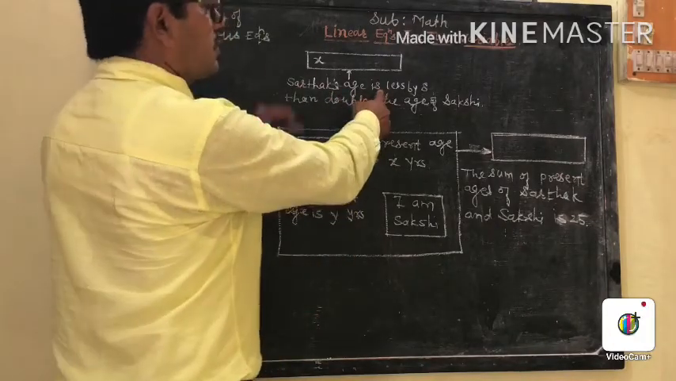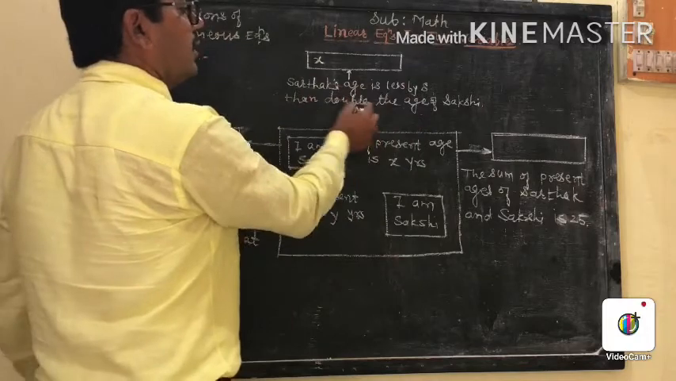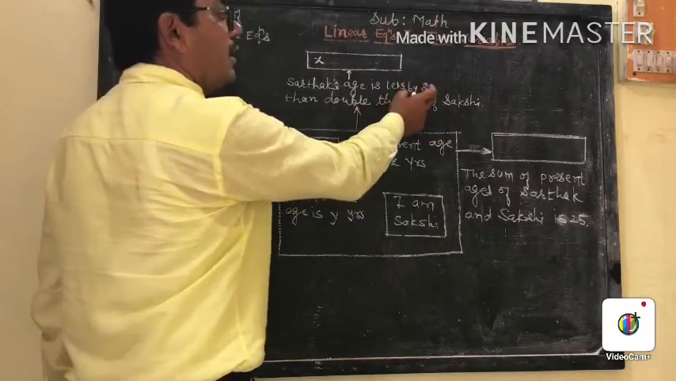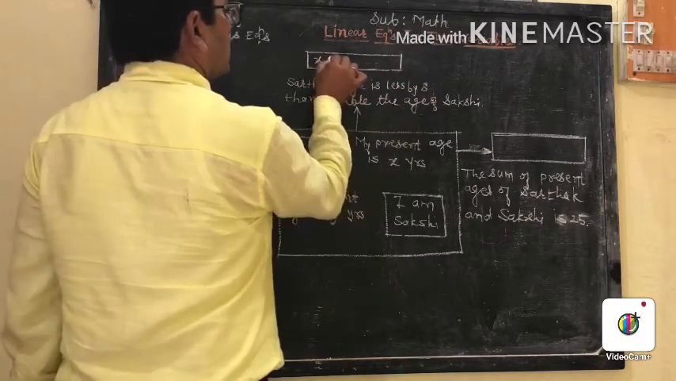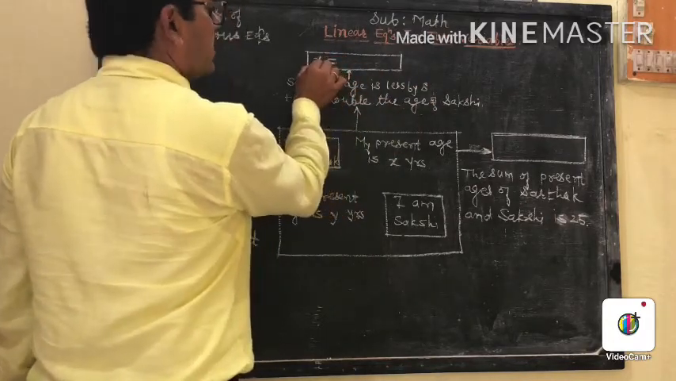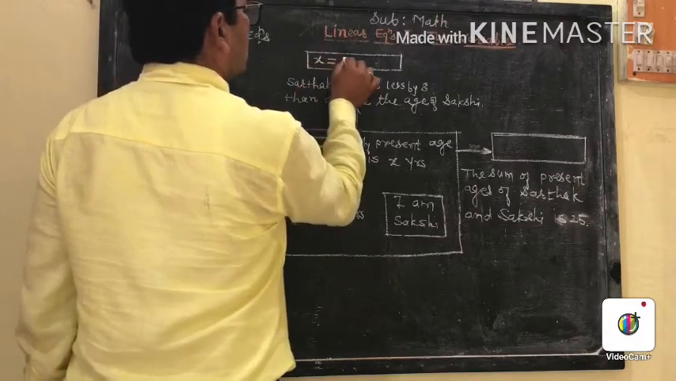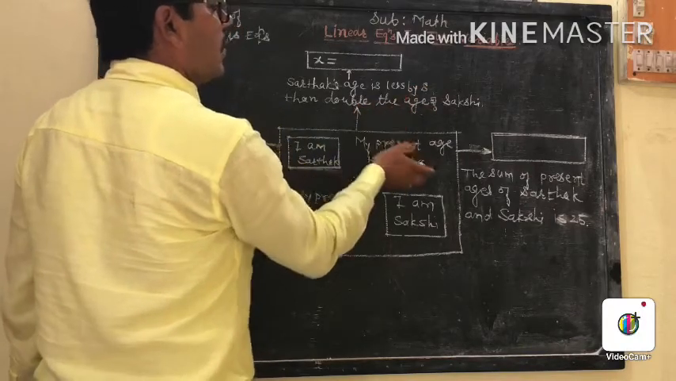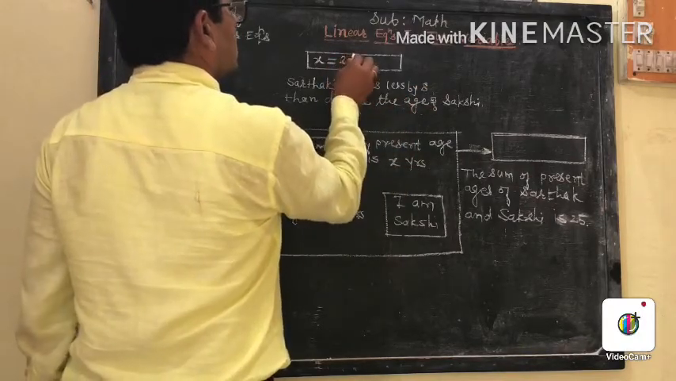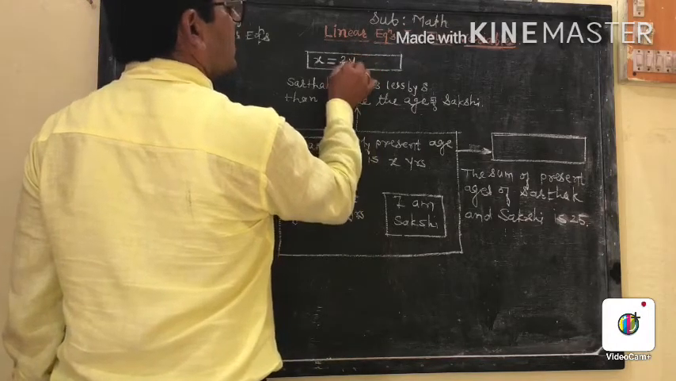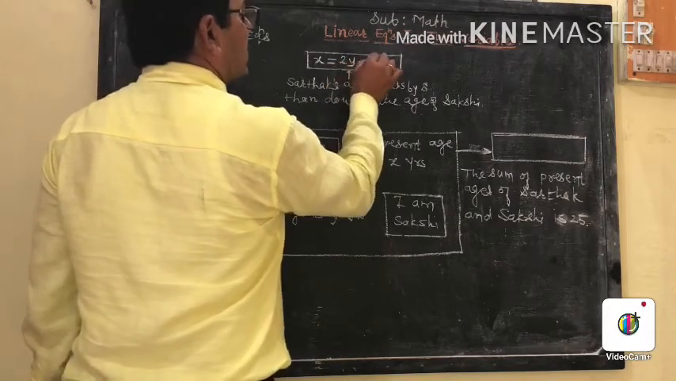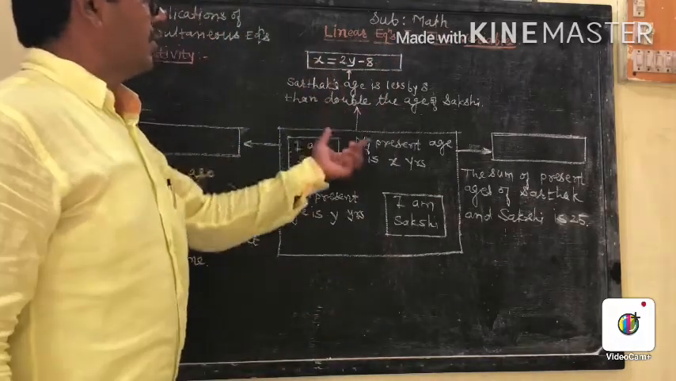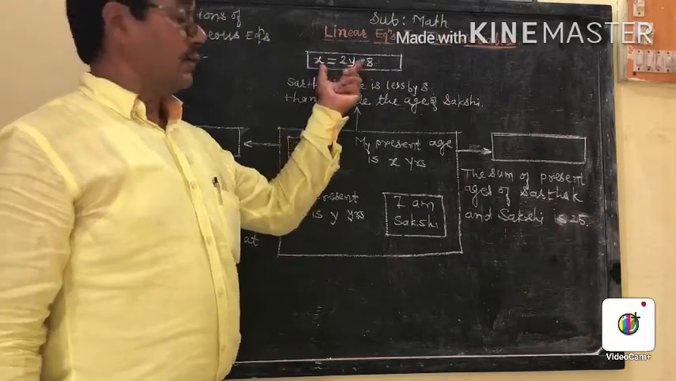Sarthak's age is less by 8 than double the age of Sakshi. Less by 8 means Sarthak's present age X is equal to 8 less than double the age of Sakshi. Sakshi's present age is Y, so double the age of Sakshi minus 8 is the age of Sarthak. And from this condition we form one linear equation in two variables.